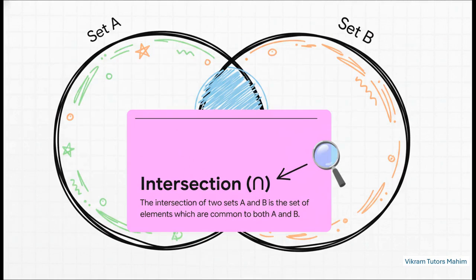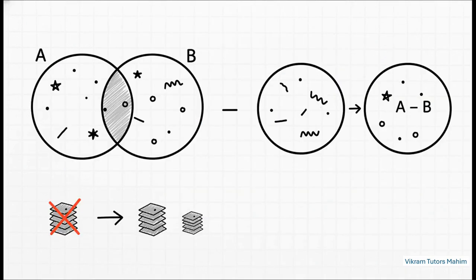Then we have intersection. And if union is about bringing everything together, intersection is all about finding what's shared. It's not about everything from both. It's only about the elements that are in set A and also in set B. It's the overlap, that common ground. And our last operation is called difference. The best way to think about this is literally subtraction. So if you see A minus B, it means start with everything in A and then just erase anything that also happens to be in B. What you have left is what's unique to A.